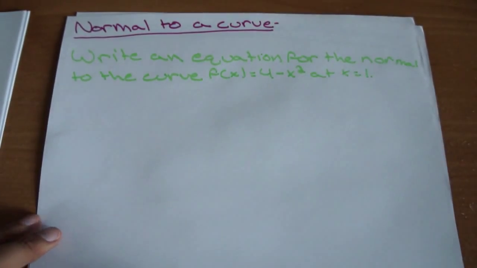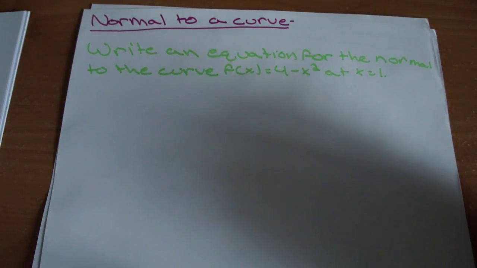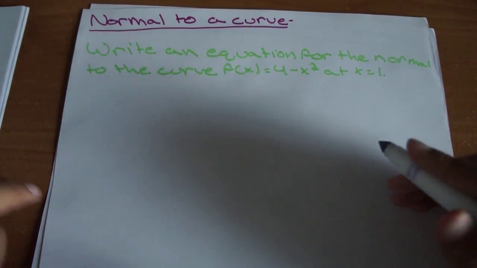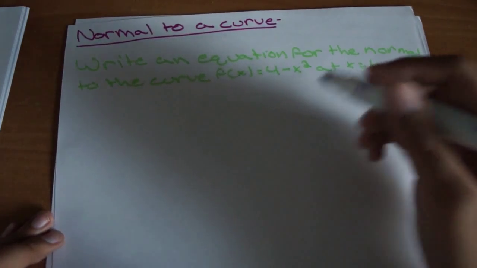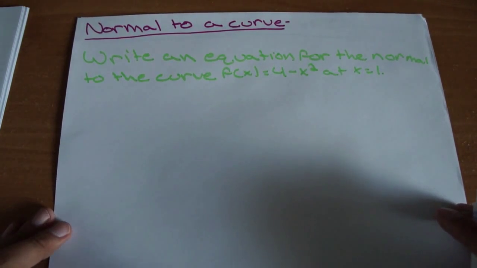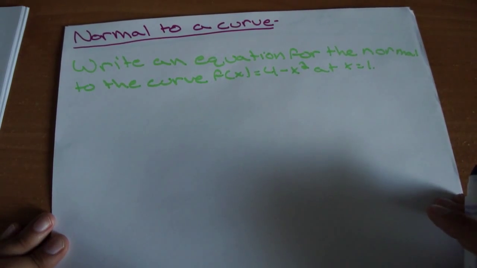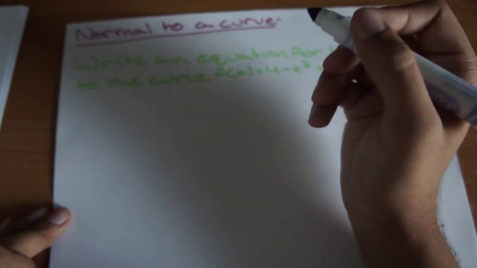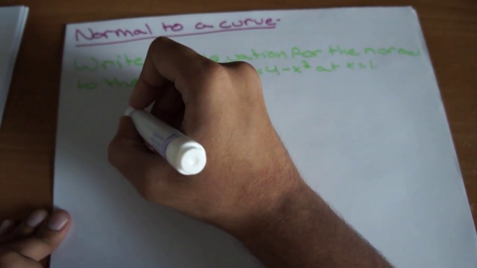Moving on to the normal of a curve. Now what is the normal line? A normal to a curve at a point is a line perpendicular to the tangent at the same point. So given this question, we have to write an equation for the normal line to the curve f of x equals 4 minus x squared at x equals 1. Now first we have to find the slope of the tangent.